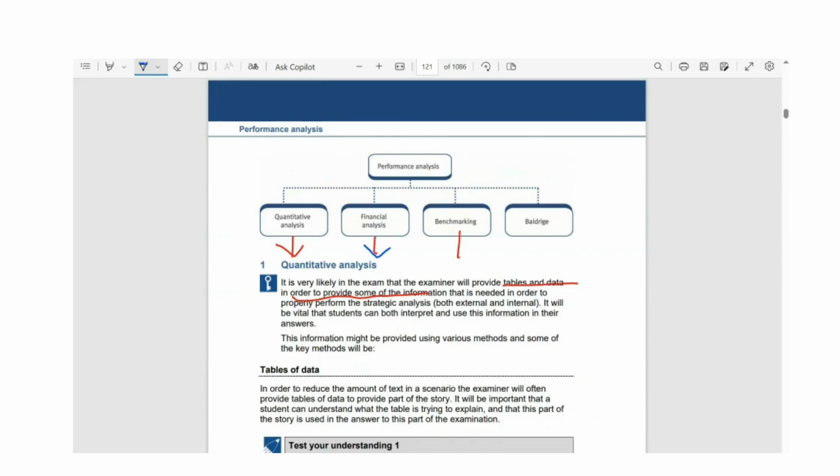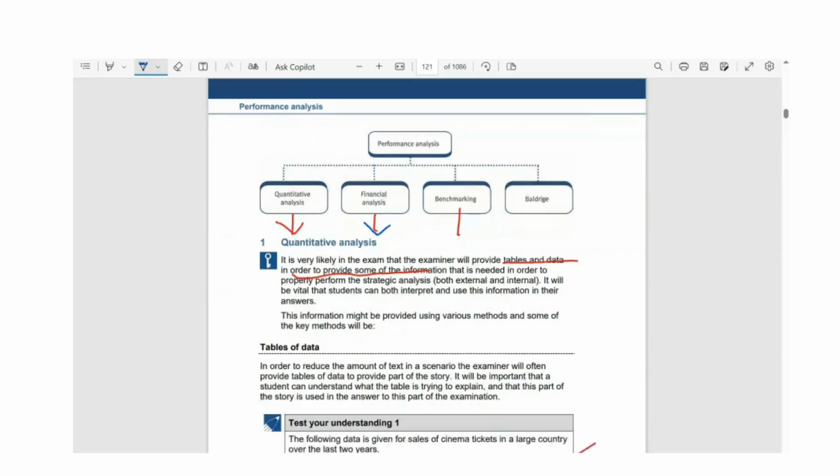Benchmark. The benchmark is the other companies' performance, the similar industry norms. So if another company is performing, like a restaurant business, their food cost is 40%, and this is a benchmark. Other food businesses also have a food cost of 40%. This is an example of a benchmark, and Baldrige we will discuss in detail in this chapter.